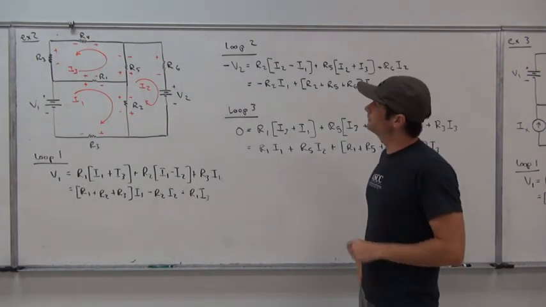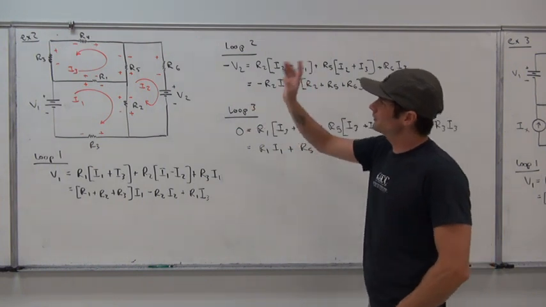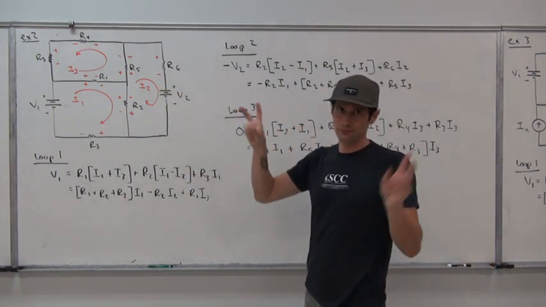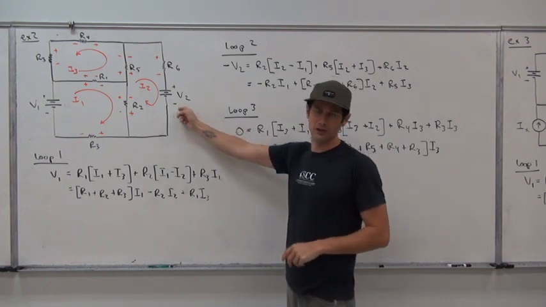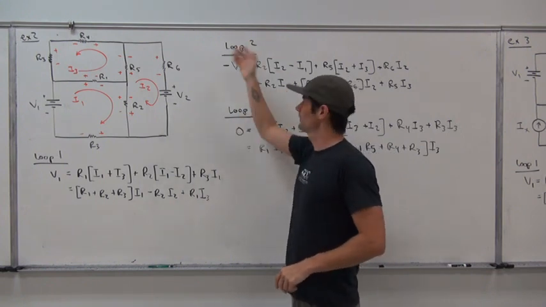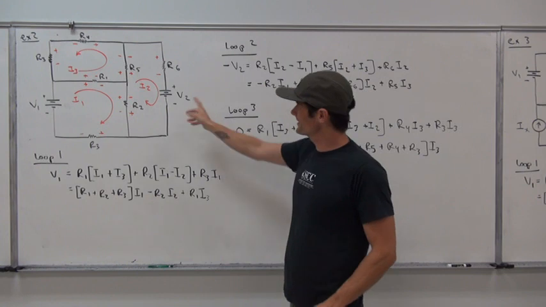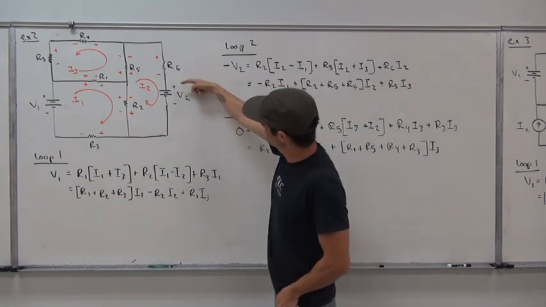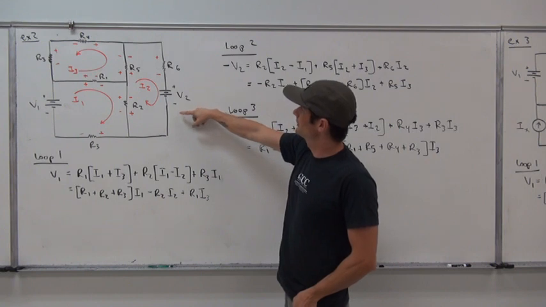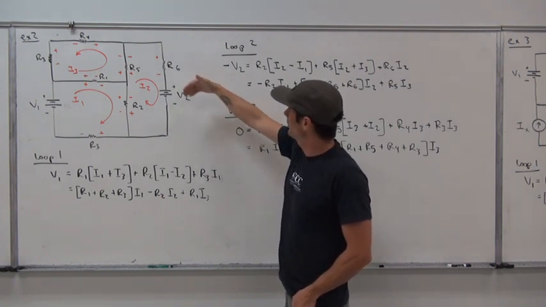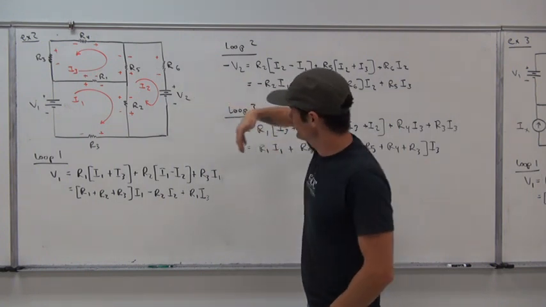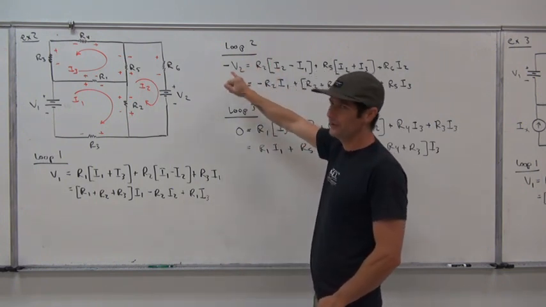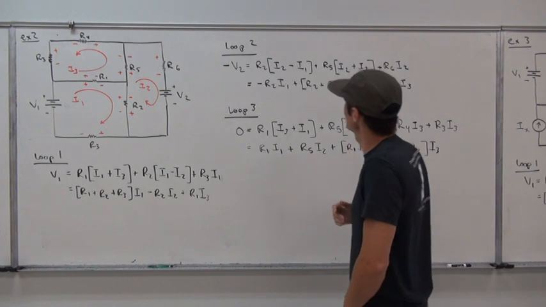So for loop 2, as we can see right here, we're going to start off with the voltage rise, but because usually this would be a constant, we're going to move it over to the other side because in fact this is a voltage drop right here, right? Here we're going from positive to negative, so we're going in terms of a voltage drop, so we would say negative V2 because that generally would be a constant.